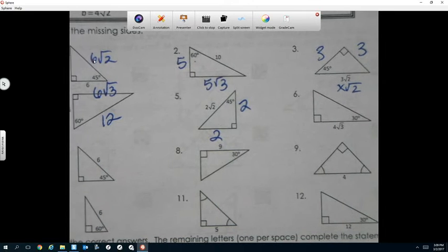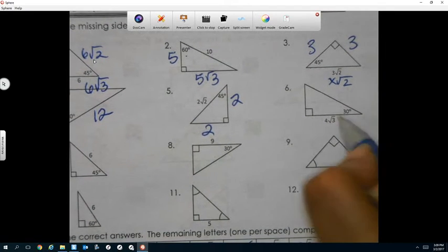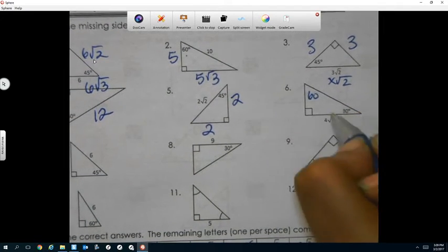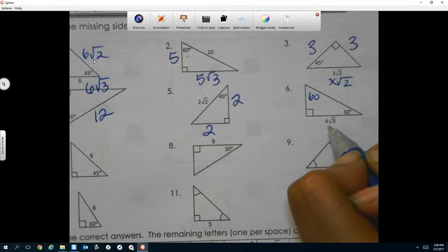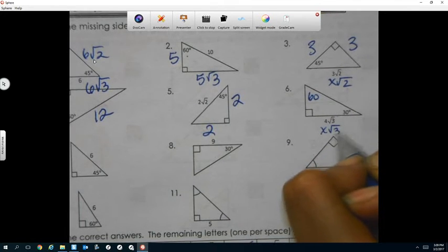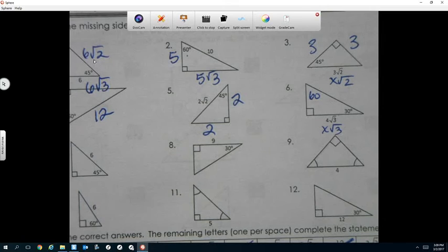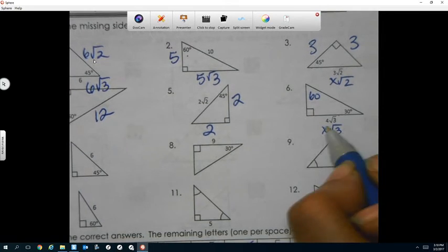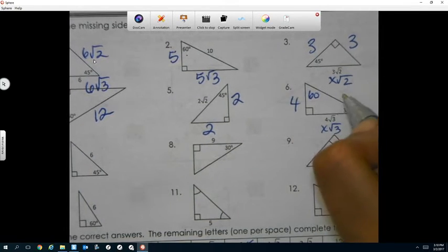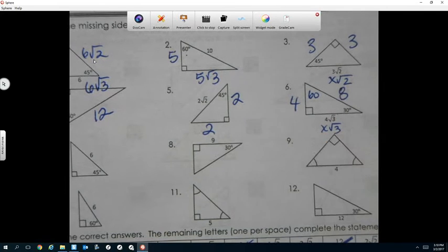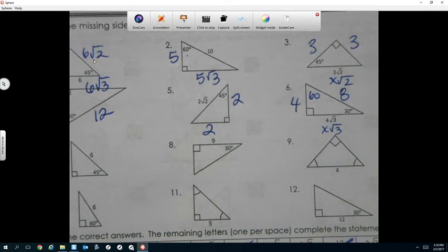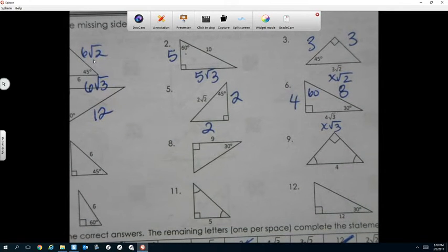Number 6. If this is 30, that means the other angle is 60, so that is the long leg, which has the form of x square root of 3. So that means our x is what? Yep, so short leg is 4, hypotenuse is 8, double it. So we cross out our 4 and 8. There's a 4 at TH and an 8 at OR.